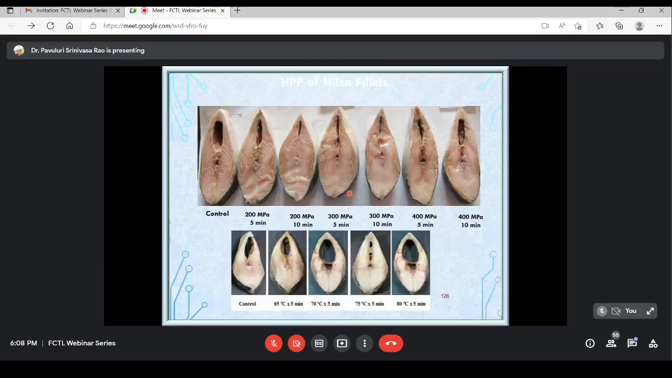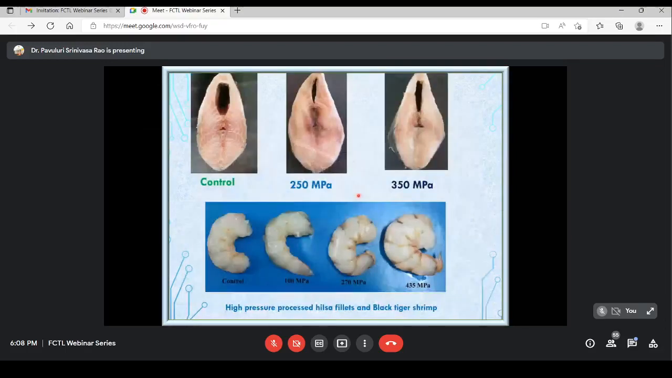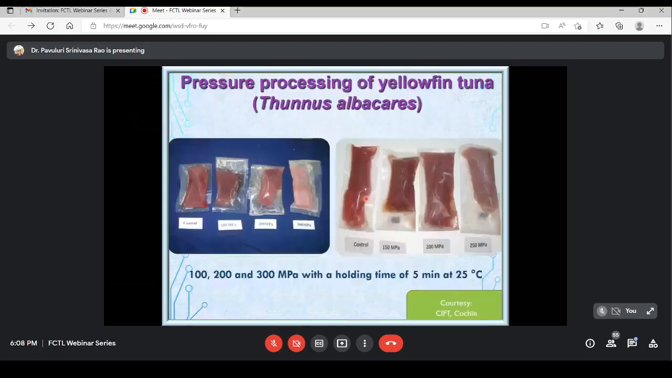Similarly, one more study which we did was on shellfish as well as shrimp, etc. So I'm not going into much of the details. And one of our partners, CIFT Kochi, studied yellowfin tuna, where 200 megapascal was found to be better, because being a red meat, with higher pressure the color gets lighter. So this is not desirable in the case of tuna meat. That's why, for optimization in terms of microbial count while keeping the quality of the tuna fish, about 200 megapascal was used.